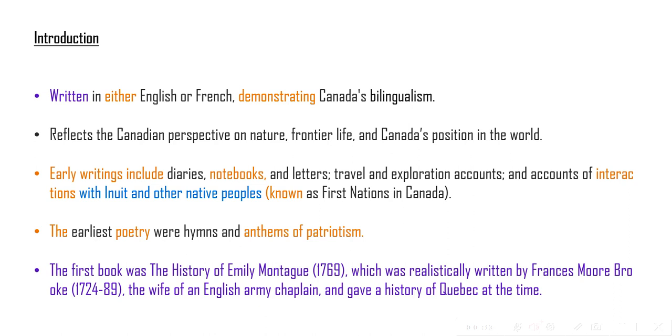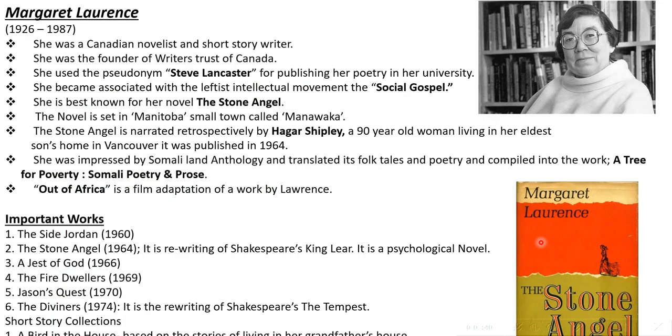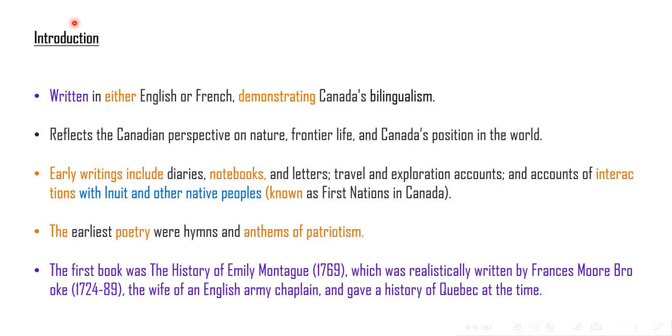So the first book written in Canada was The History of Emily Montague, which was a realistically written account of Frances Brooke, who was the wife of an army chaplain. In that book, the history of Quebec during that time is written about. Okay. So now I'll talk about the major writers. Since Canada belongs to a post-colonial country, the colonial effect and dominance can be seen in the writings of these writers.